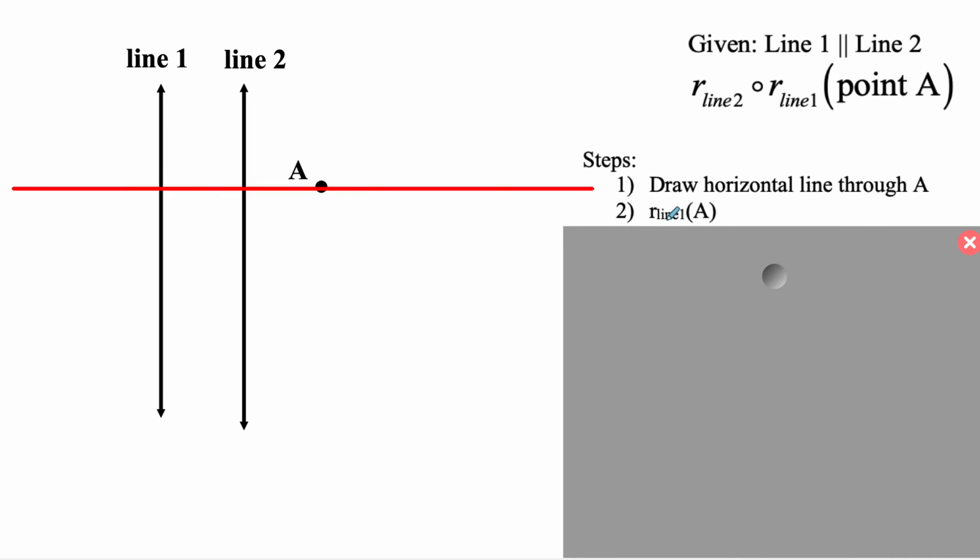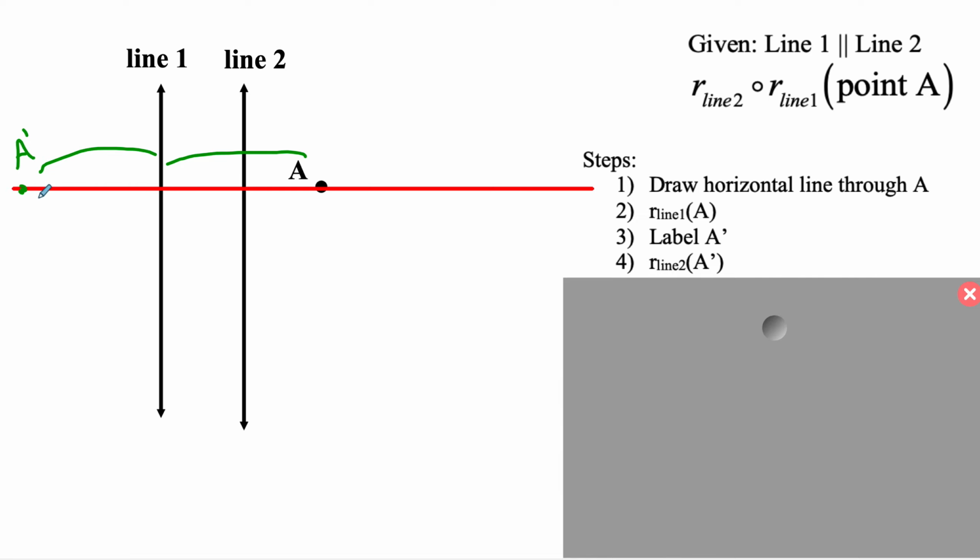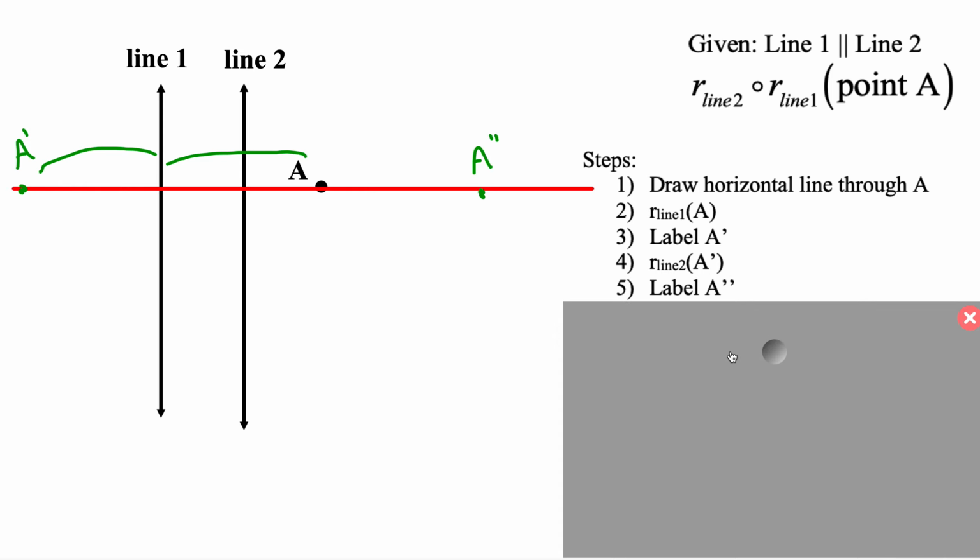So first reflect over line 1. So about that equal distance, about there, right? So I'm reflecting, so this distance is the same from here to here, right? Label it A prime. Key thing, you're reflecting over line 1 first, right? Reflect A prime over line 2. So now this whole distance has got to be the same over here. And I suspect this is going to be labeled A double prime. Good guess, right? Or I wrote these steps.